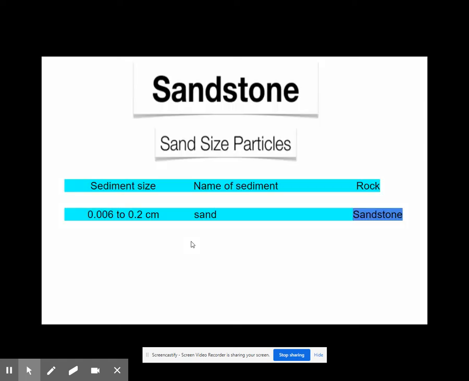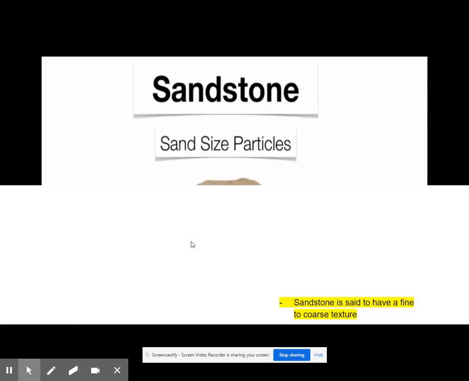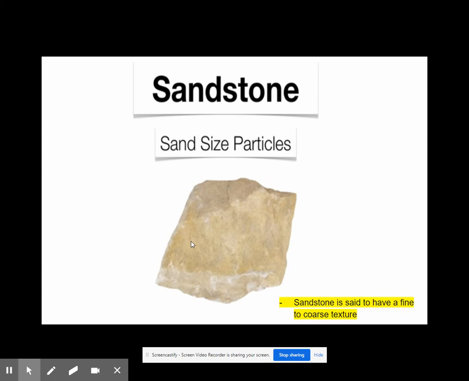All right, so what about sandstone? Sandstone's made of sand-sized particles. The sediment size is 0.006 to 0.2 centimeters, and we're going to get a sandstone. A sandstone might look something like this. Sand-sized particles. Sandstone is said to have a fine to coarse texture.